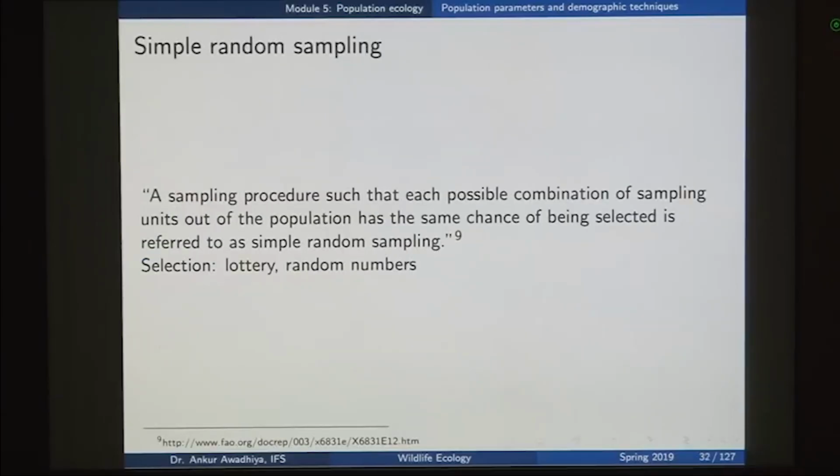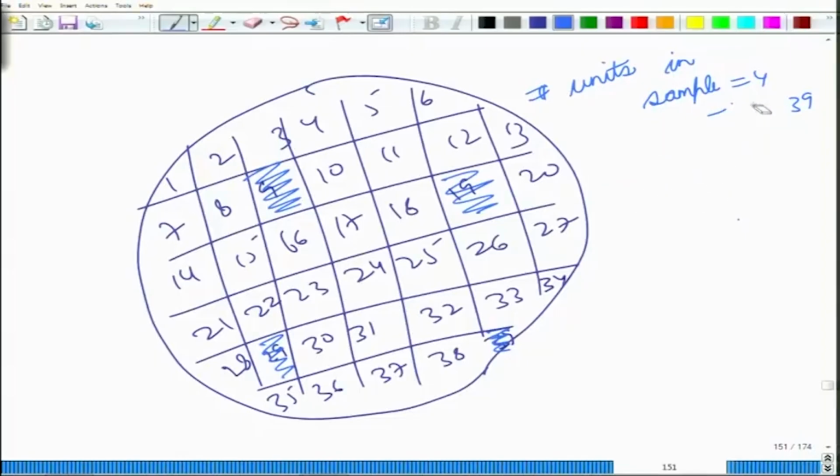Now, we begin with simple random sampling. A sampling procedure such that each possible combination of sampling units out of the population has the same chance of being selected is referred to as simple random sampling. Example is lottery or random numbers. So, in the case of simple random sampling, what we are asking is we have to choose say 5 units out of these sample. So, we remove these.